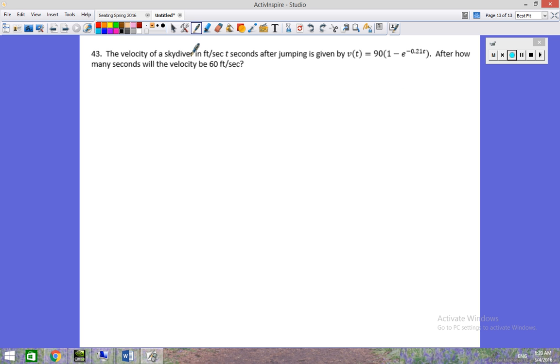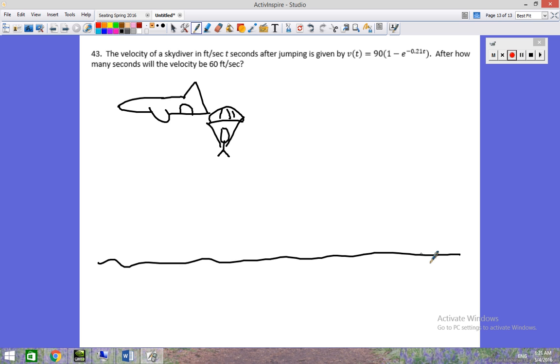The velocity of a skydiver after jumping. So you've got some plane, and from this plane you have a sky jumper that is jumping out of the plane, and hopefully the parachute opens and the person comes down to the ground, and their velocity is not going very fast when they touch the ground. All right, so let's take a look.